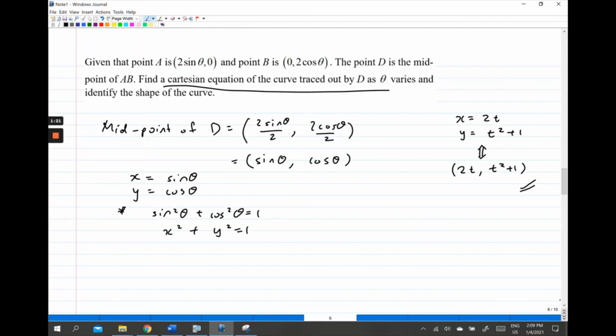Then, also identify the shape of the curve. If you realize, this is in your usually J1 topics on conics: this is a unit circle. The radius is 1, centered at the origin. If you're not sure about this, please go and recall about it. All right, so I hope I've shared with you some tips and some of the common misunderstandings.